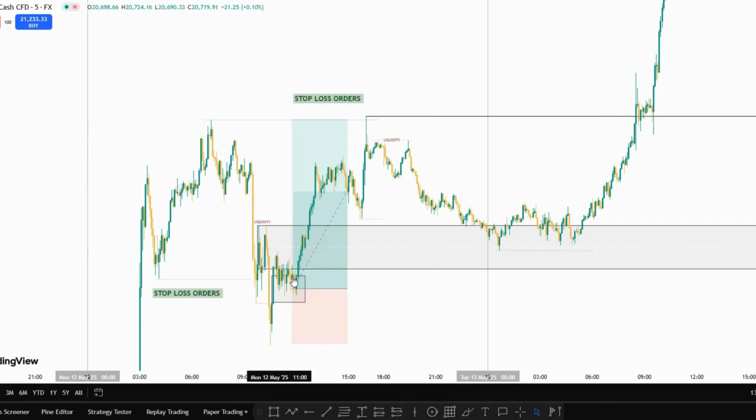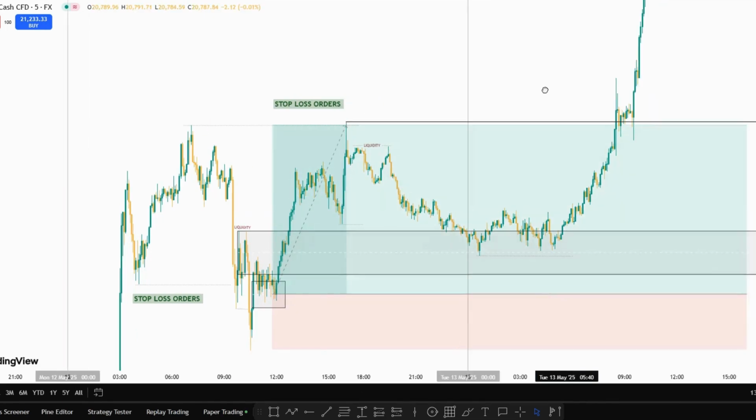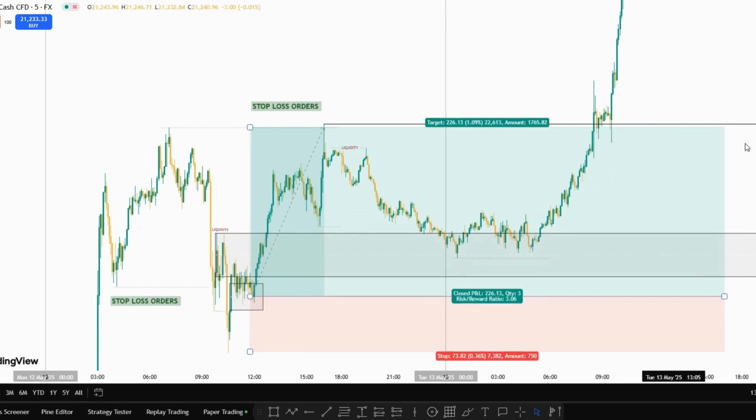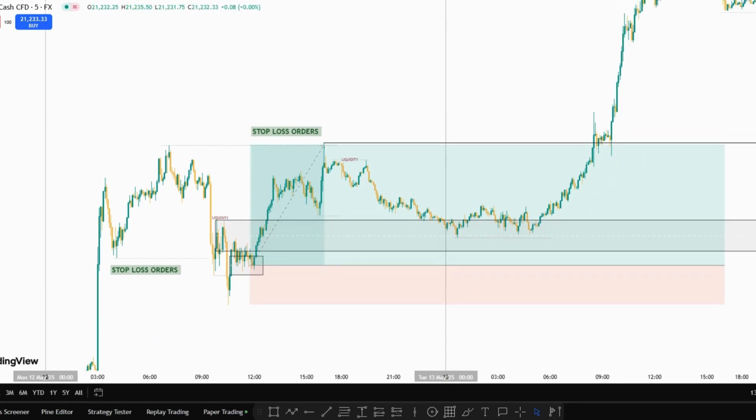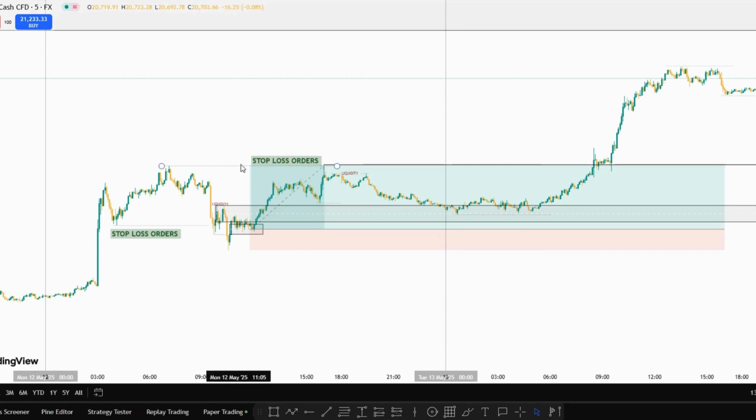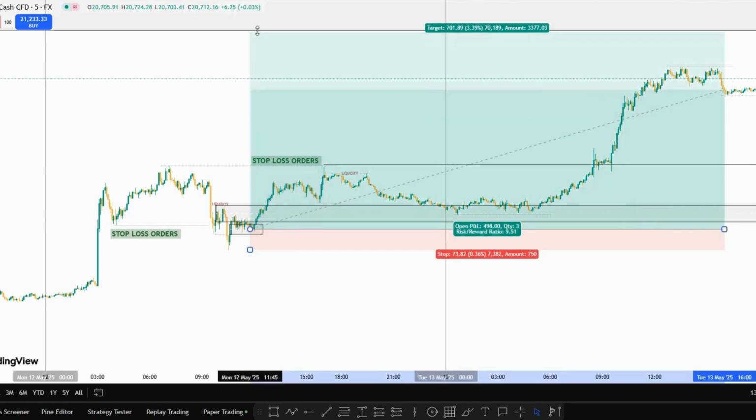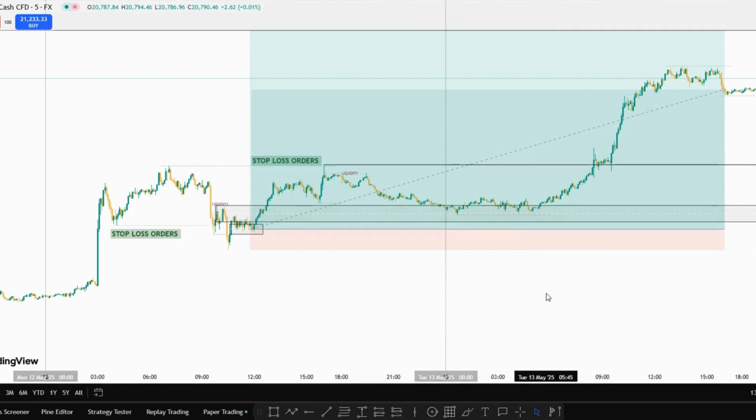You can see from there, I just held this trade that we took on that Monday to CPI on Tuesday, and I was targeting my daily fair value gap up here.